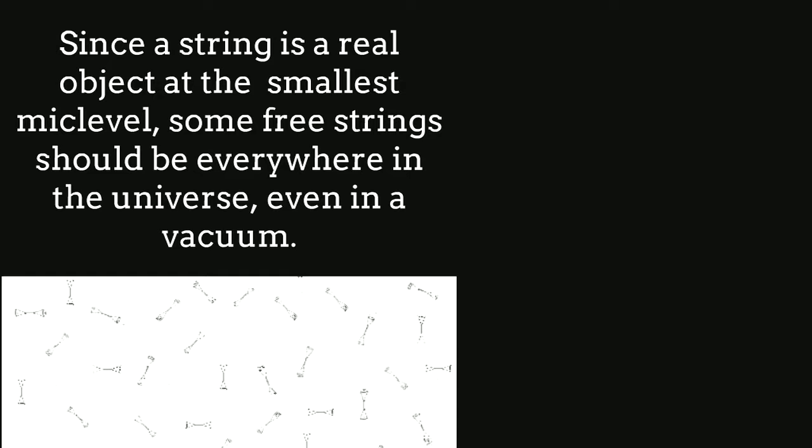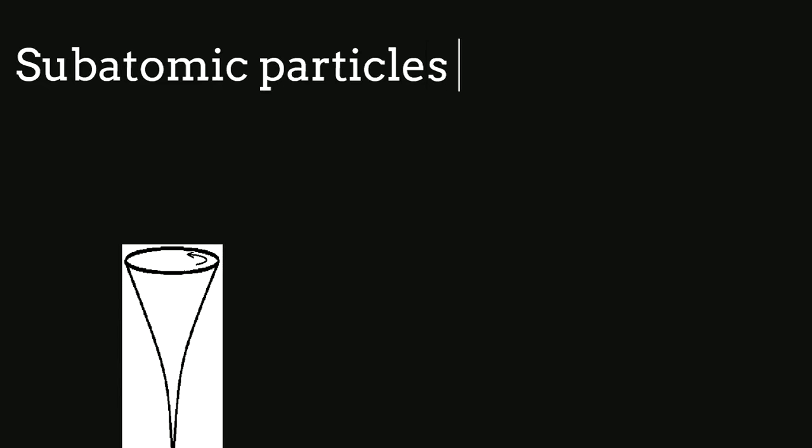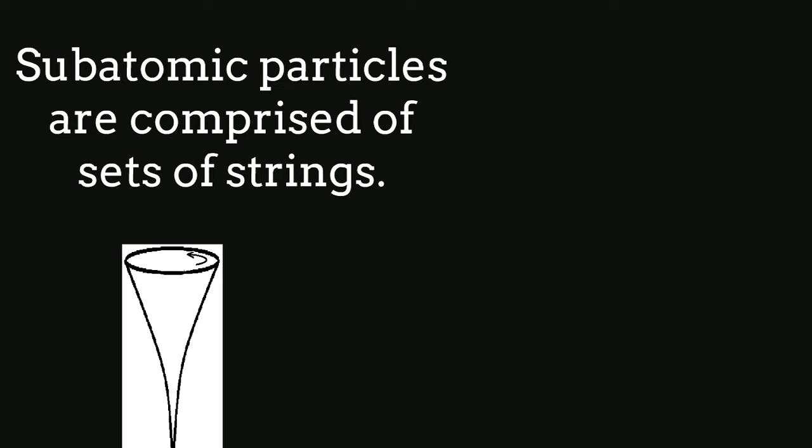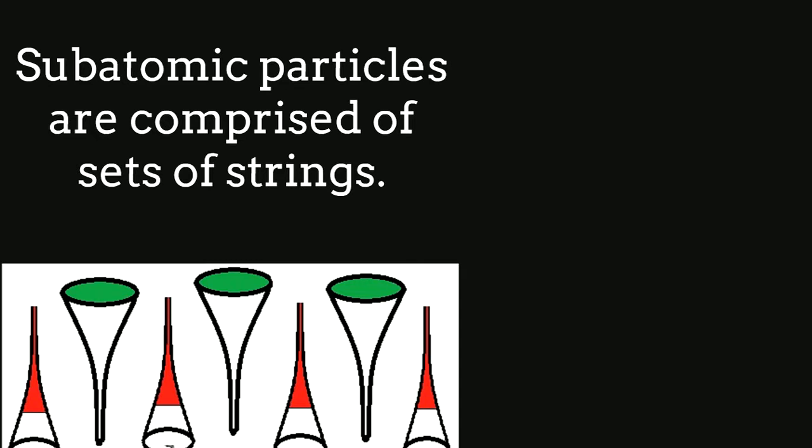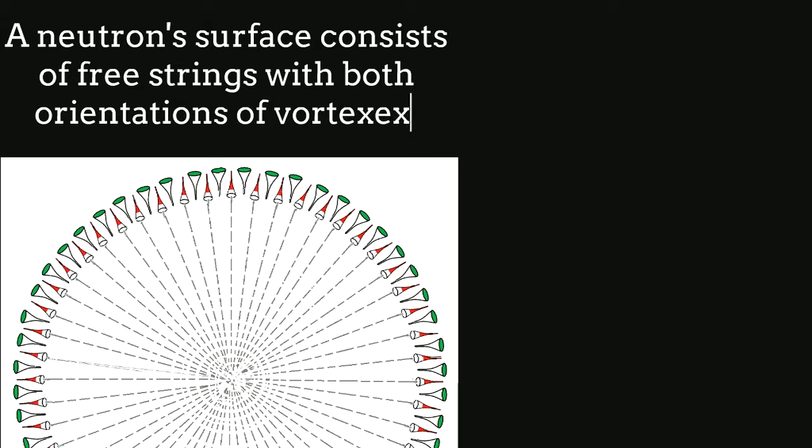Subatomic particles are comprised of sets of strings. The surfaces have one end free, and logically they must create string vortexes when spinning. A neutron surface consists of free strings with both orientations of vortexes, arranged alternately up and down. This is why the neutron has no net force effect.